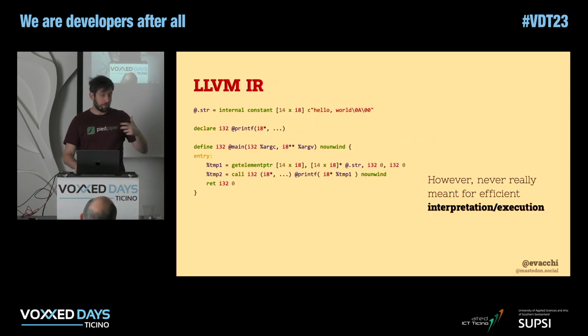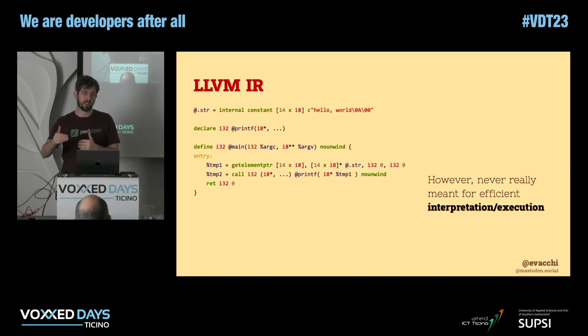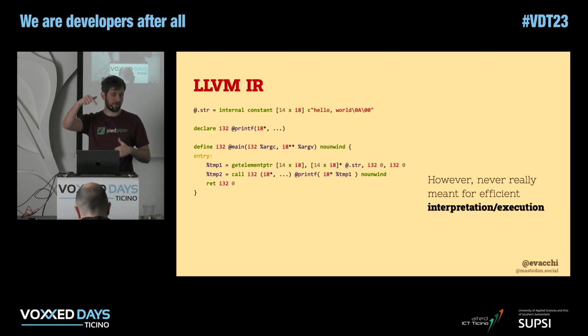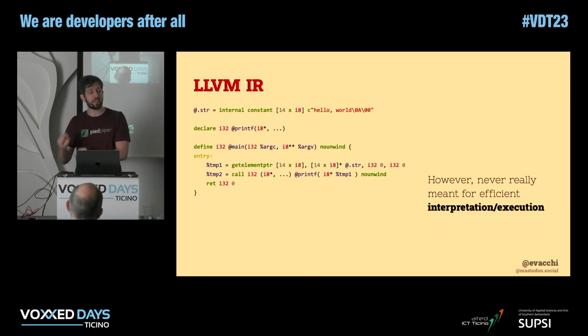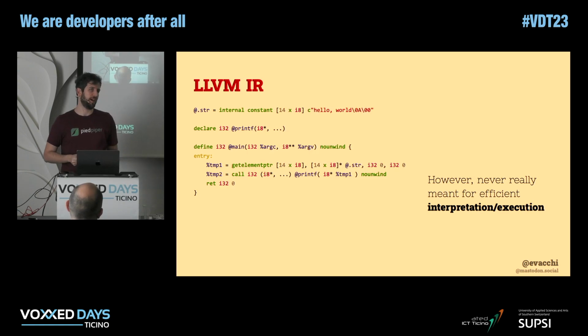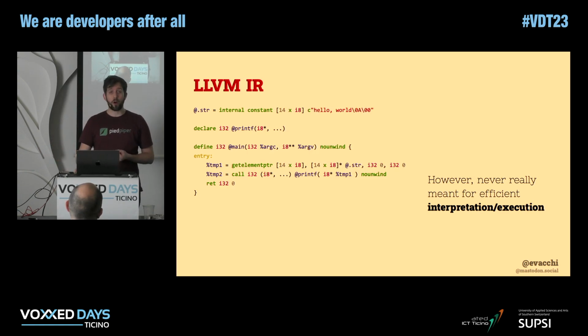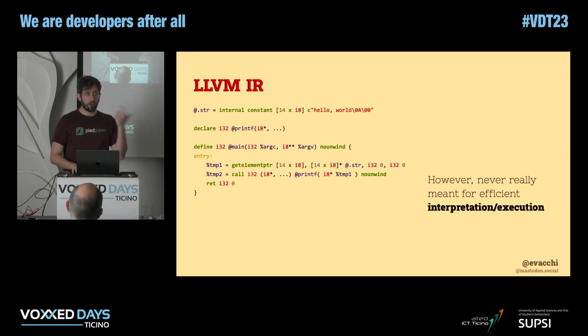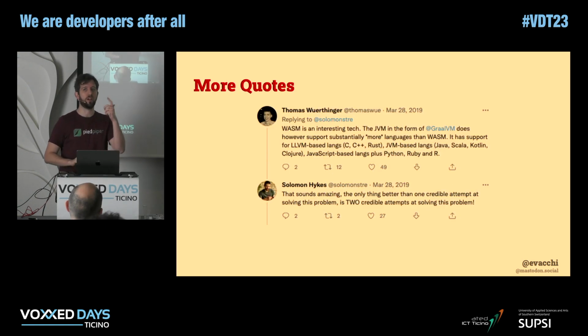Now, the point I was making is it was never really meant for efficient interpretation and execution. The tool chain at the oldest version came with an interpreter for LLVM IR, for the LLVM bitcode, but it was never fast. And I think they dropped that at some point. Now, someone in the audience may say, well, that is true, but what about GraalVM?